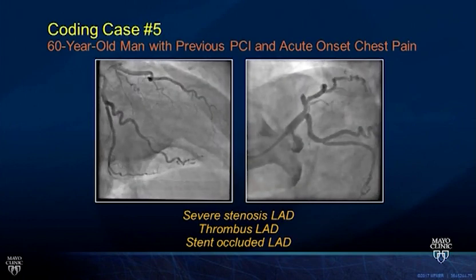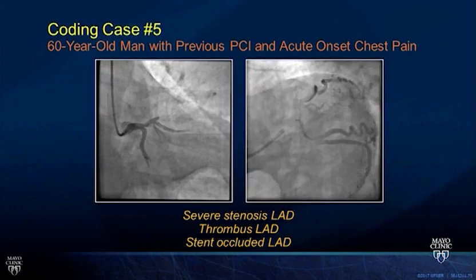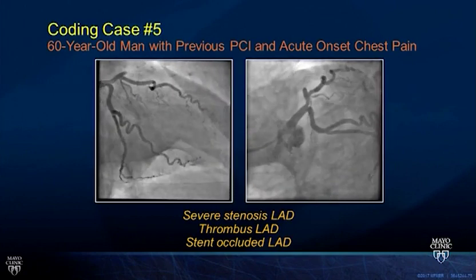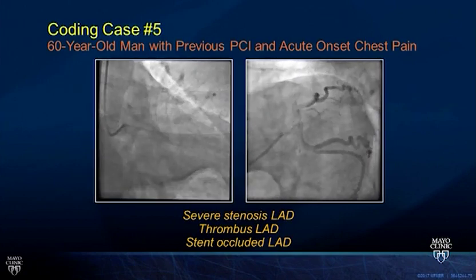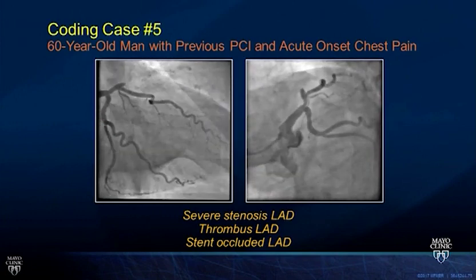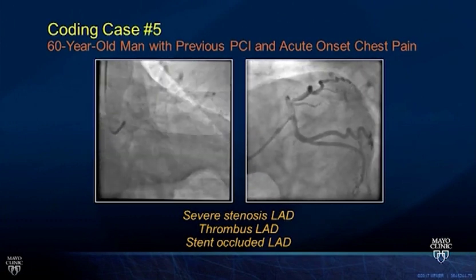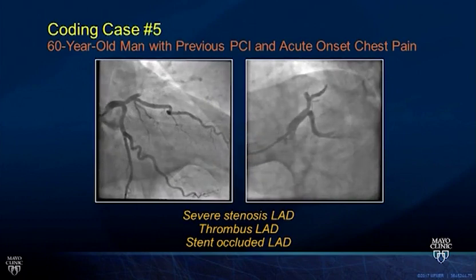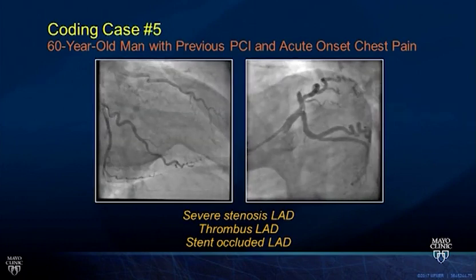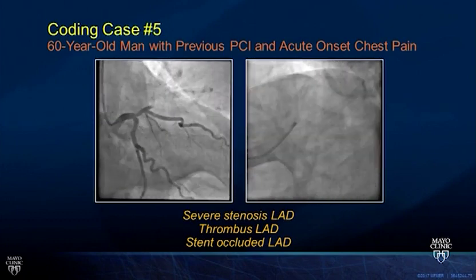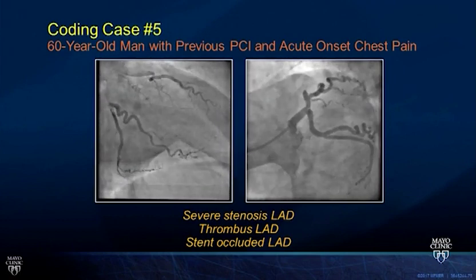And so for this, I would code thrombus in the LAD, occluded stent, and you could either do severe stenosis or complete occlusion of the LAD. I wouldn't code any mild disease in this case. There is some mild proximal circumflex disease, but again, trying to just focus on the main findings.